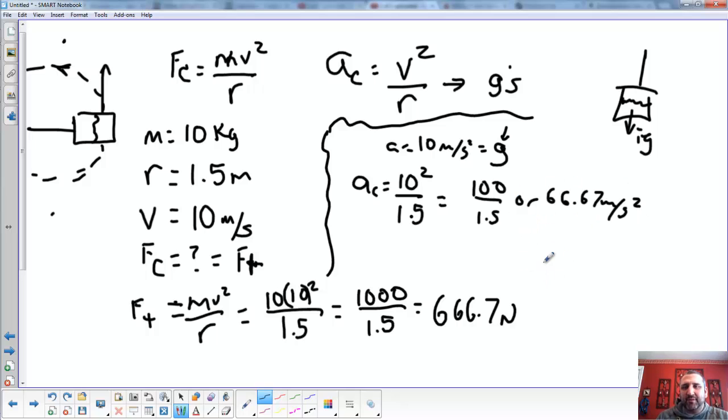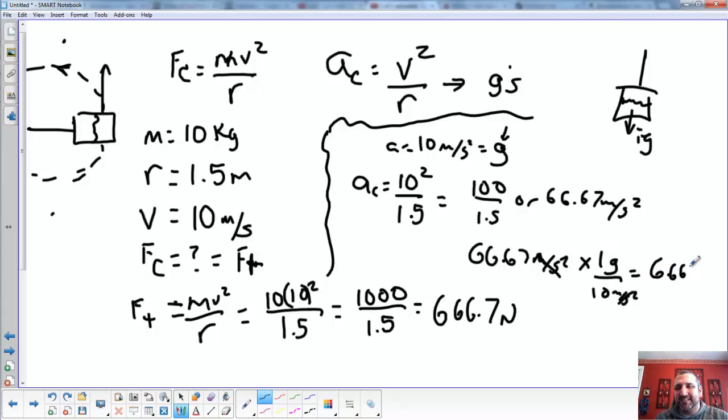or 66.67 meters per second squared. And if we remember that 1 G is 10 meters per second squared, 66.67 meters per second squared times 1 G over 10 meters per second squared, the meters per second squared will cancel out, and 66.67 times 1 divided by 10 will give you 6.667 Gs. This water would feel like it's being pushed 6 times as hard as gravity pushes it.